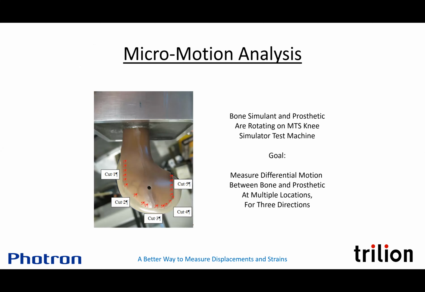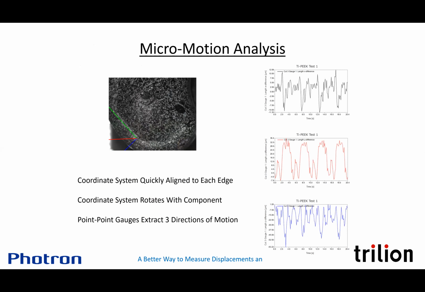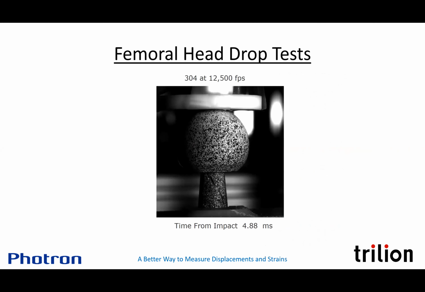So statically, we do micro motion analysis where we're looking at small shifts between orthopedic implants and the bone. This is an example where optically, even though this knee simulator was rotating back and forth, we're staying locked onto it, de-rotating it effectively and putting gauges and showing the motion not just in line, but also out of plane and in the shearing direction. There's also a desire to do that at high rate. So this was a drop test.